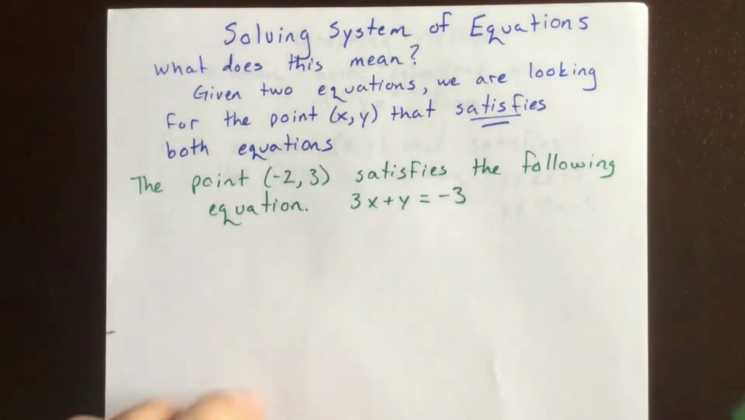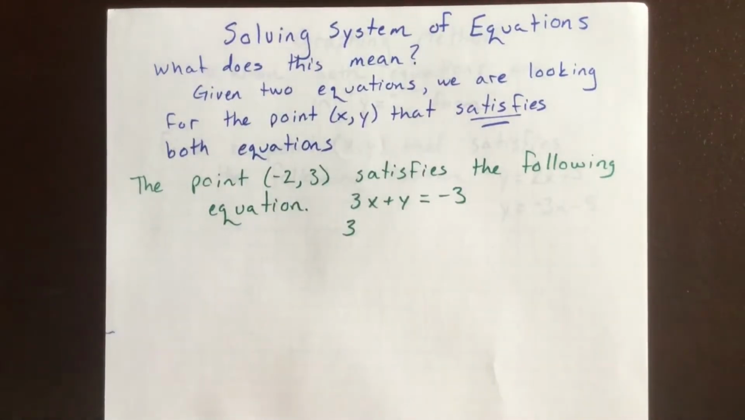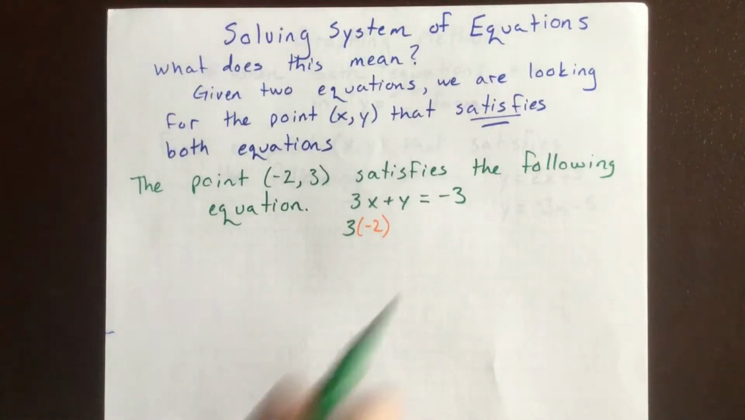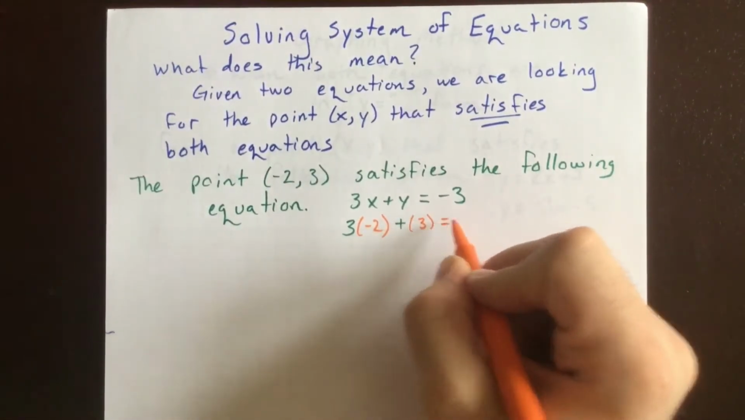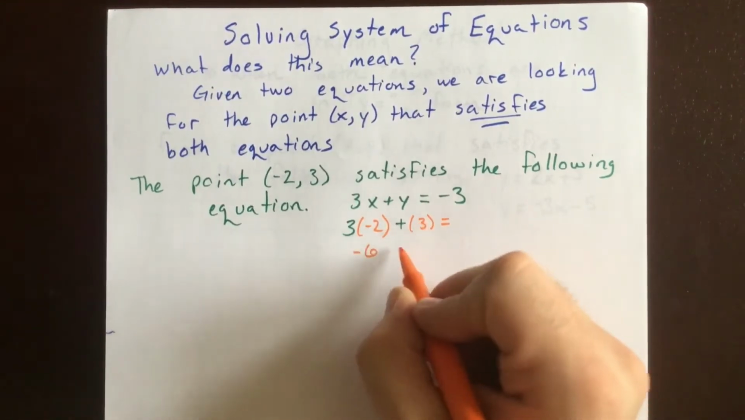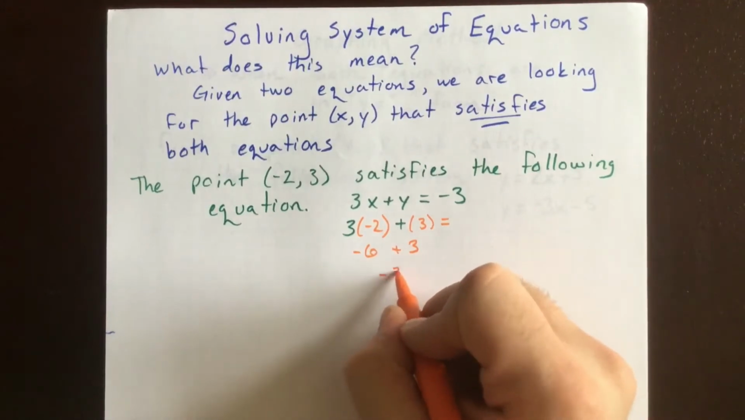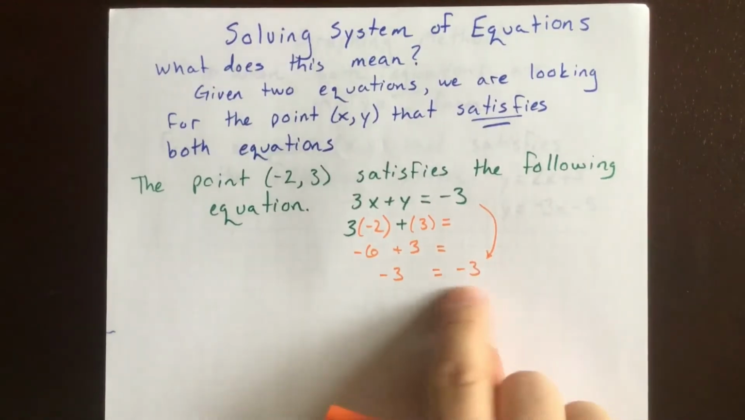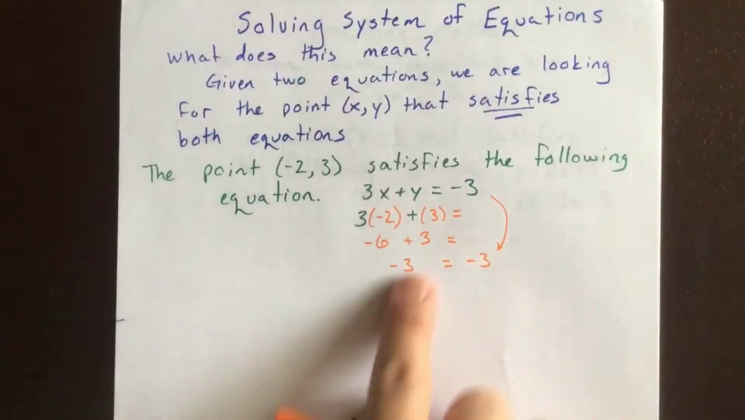So when I place -2 in for x, so 3 times -2, and place 3 in for y. Okay, so -6 plus 3. -6 plus 3 is -3. And we see that the two sides equal each other. So when a point satisfies an equation, that will happen.